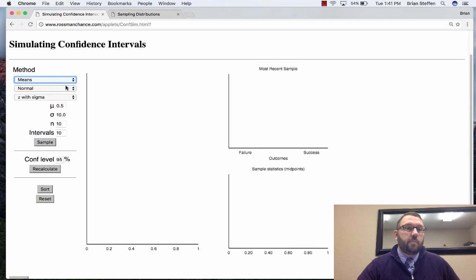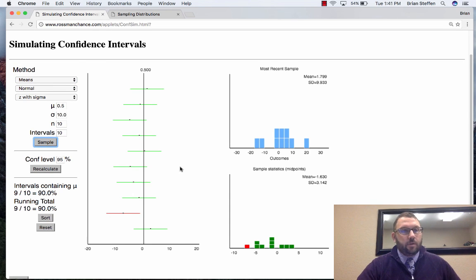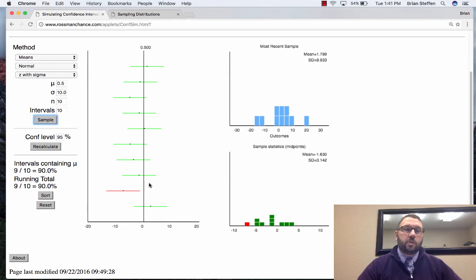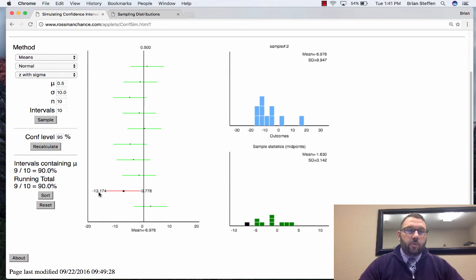Let's change this back to means. Now, sample. That's better. It was doing proportions. We'll come back to proportions. This one down here went from negative 13 up to negative 0.778. It did not include the actual average of 0.5. What does that mean? That means that just by chance, I did a random selection and I got this interval that did not include the true mean.